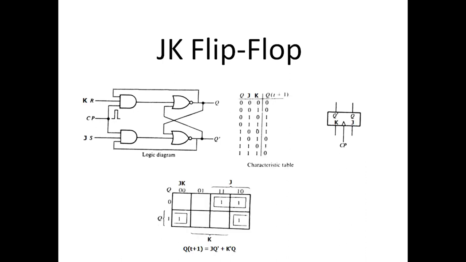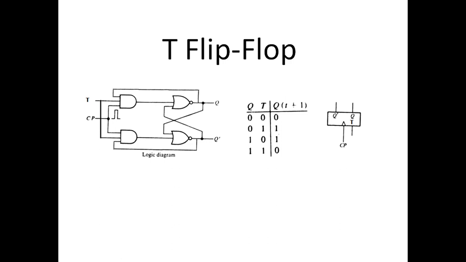Now this is the JK flip-flop where we have NOR gates. This flip-flop can be converted into a T flip-flop by combining these two JK inputs and renaming it with T, like this. What we did: here we had the J input, here we had the K input. We just combine them into a single input, connect them together, and label it as T.